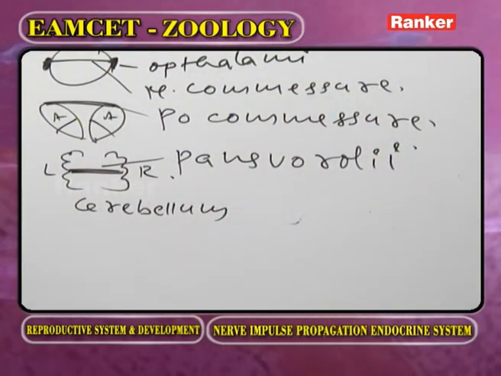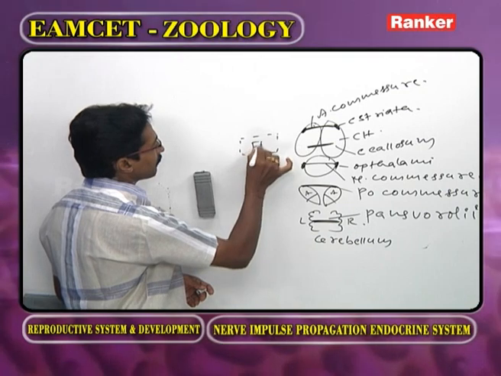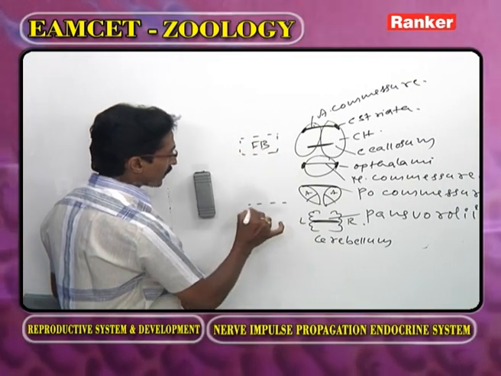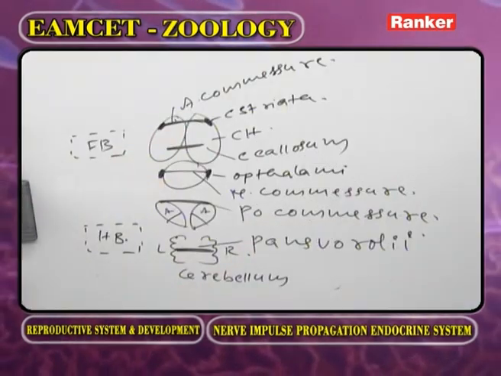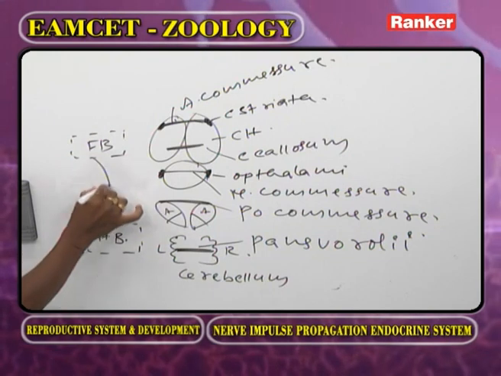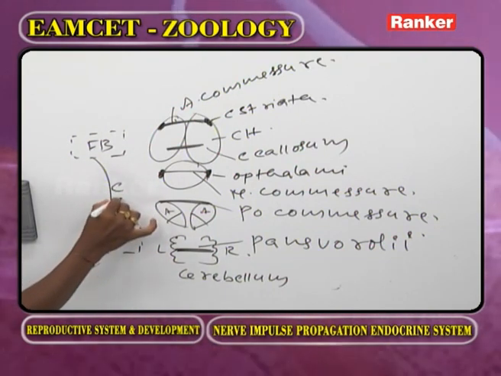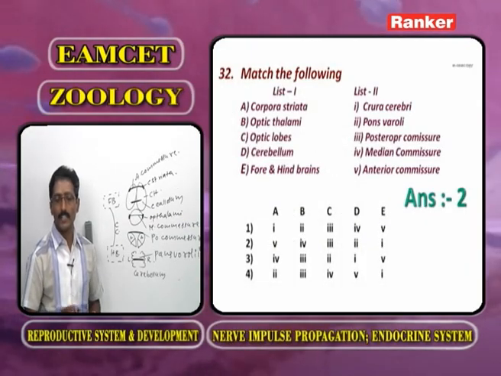Now what about the fore and midbrain? On the ventral side, this one we call the forebrain. On the ventral side, this one we call the hindbrain. Now the forebrain and hindbrain are ventrally connected by crura cerebri. Based on this information, the answer is the second one.